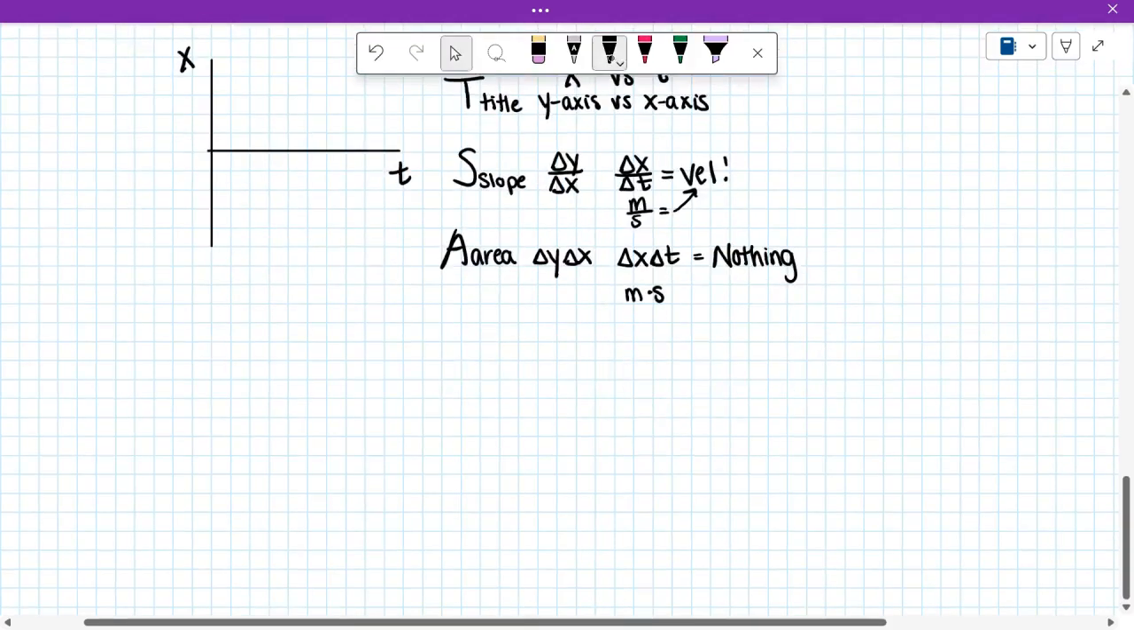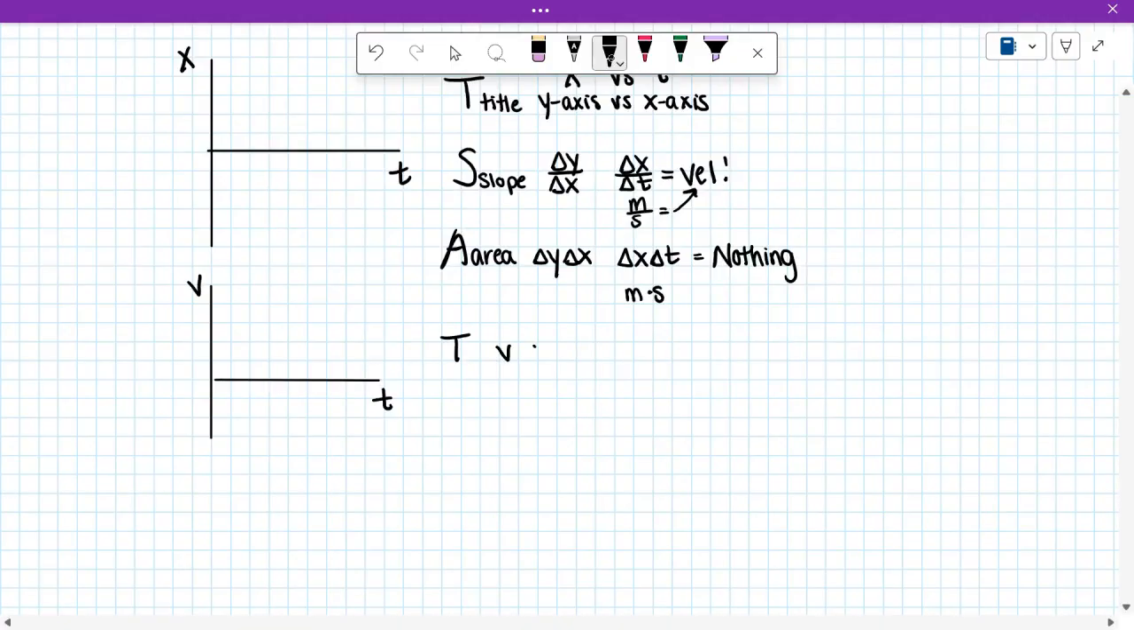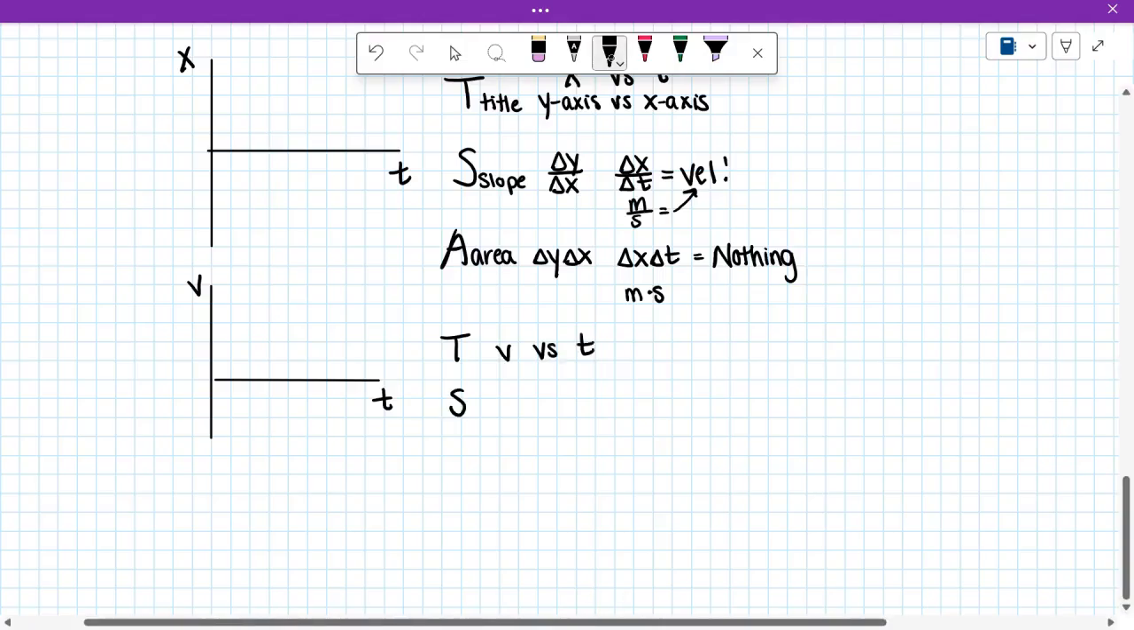I can do the same thing for a velocity versus time graph. T. All right. Title is velocity versus time. S is change in velocity over a change in time, right, with units of meters per second over second, meters per second squared. So either from the equation or from the units, I know that that has to be acceleration. An area is a change in velocity times a time, or a meter per second times a second, which is a meter. So I know either from the equation or from the units that my area is a change in position.